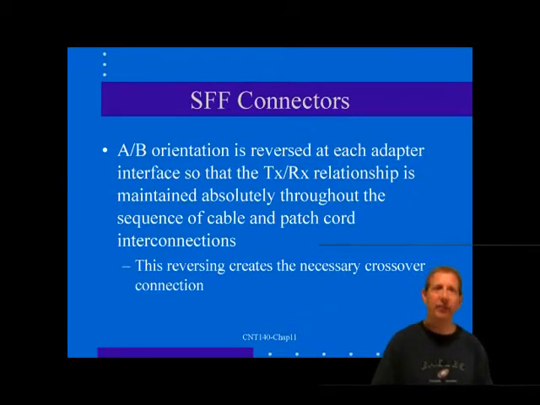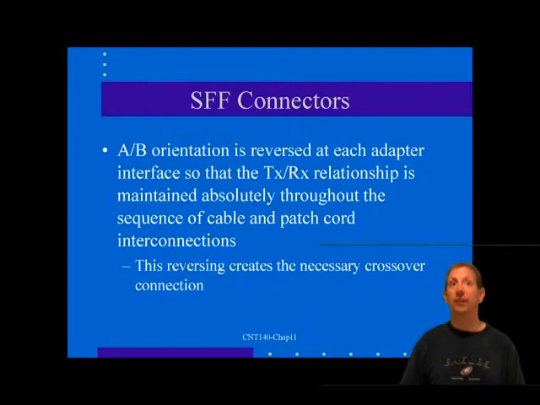This orientation is explained in detail back in Chapter 7. The basic concept is that AB orientation is reversed at each end of the interface in such a way that the transmit-receive relationship is maintained absolutely throughout any sequence of the cable and patch cord interconnections. The system automatically creates a crossover between transmit and receive at the equipment interfaces at each end of a run.